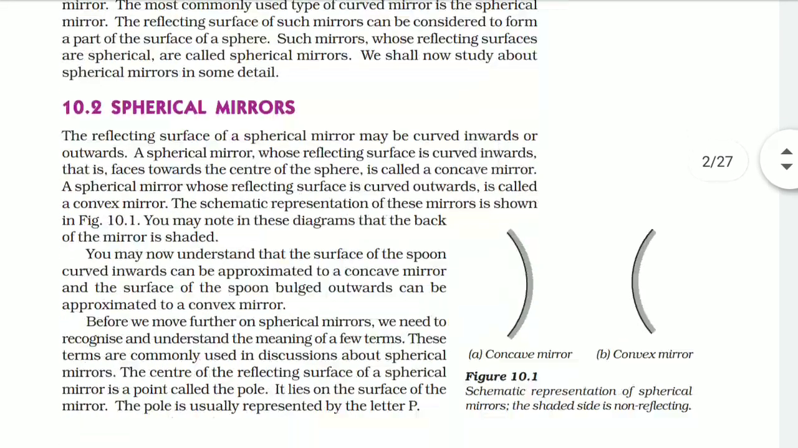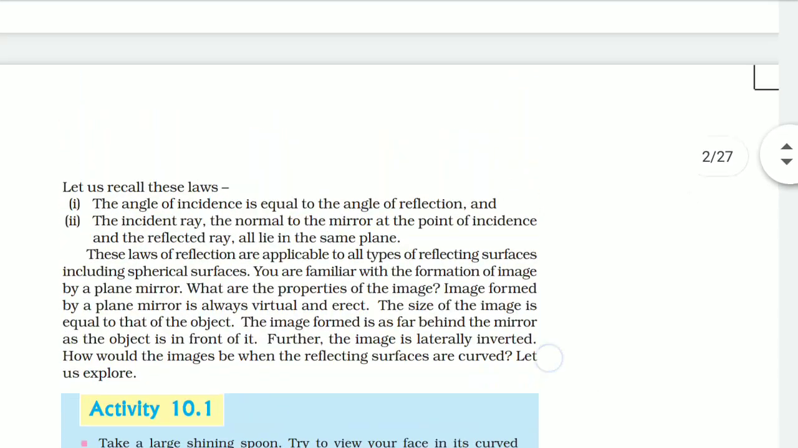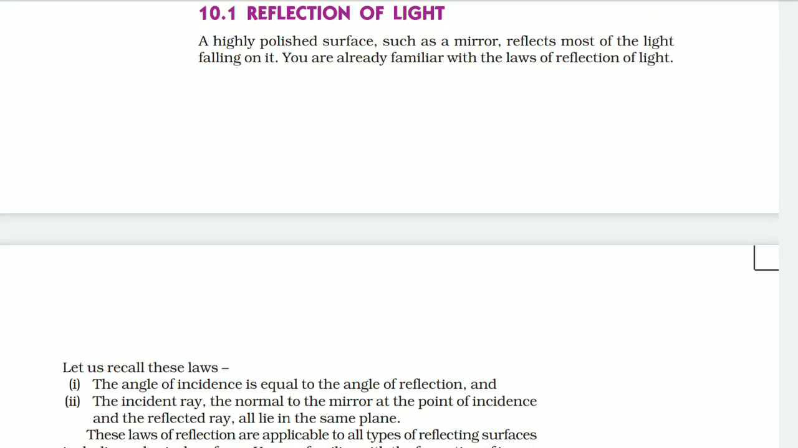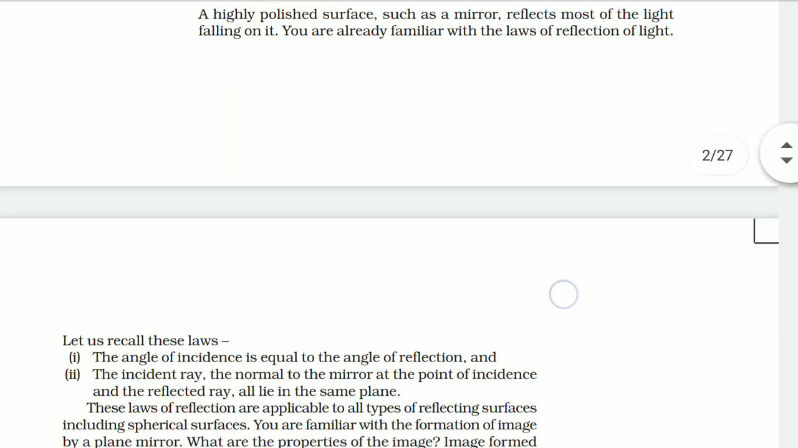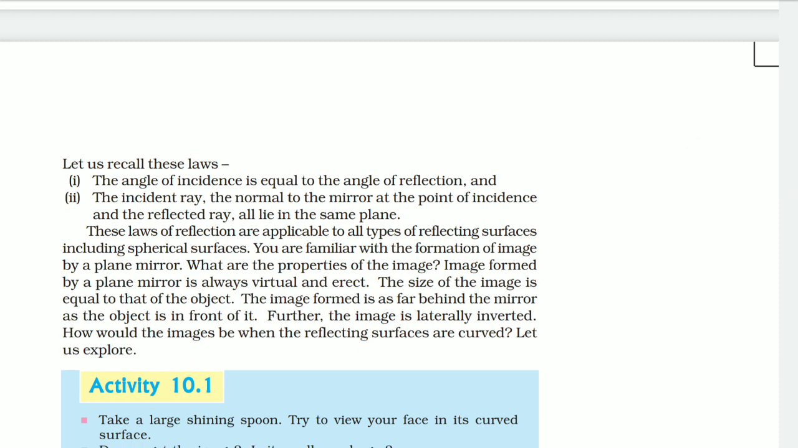So any light coming along a straight path that falls on a surface, when it bounces back or reflects, makes the same angle to its normal. The incident ray, the normal and the reflected ray all lie on the same plane. These laws of reflection are applicable to all types of reflecting surfaces, including spherical surfaces.